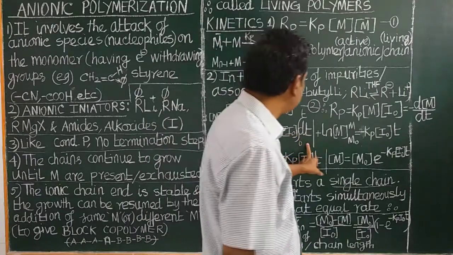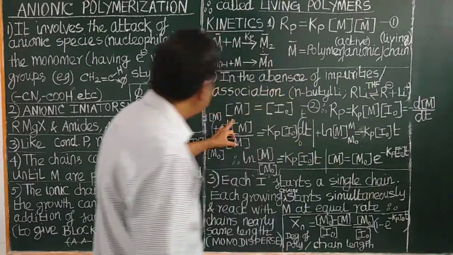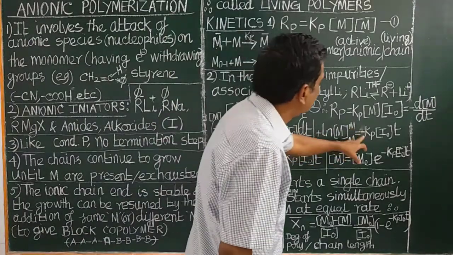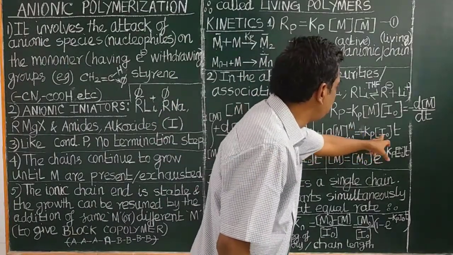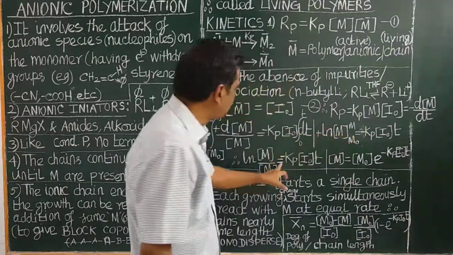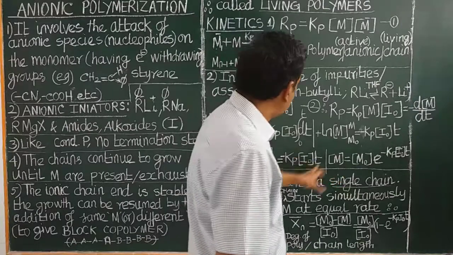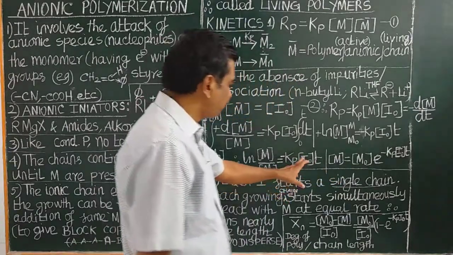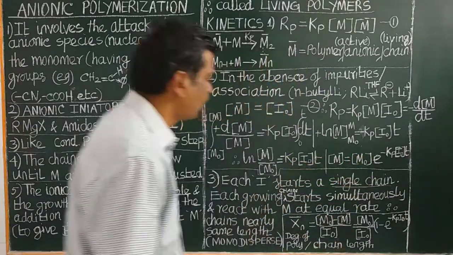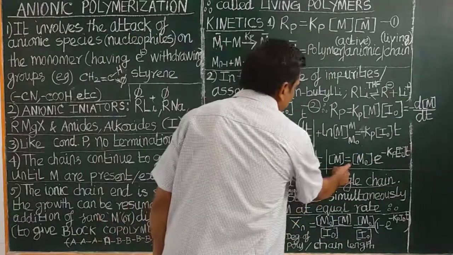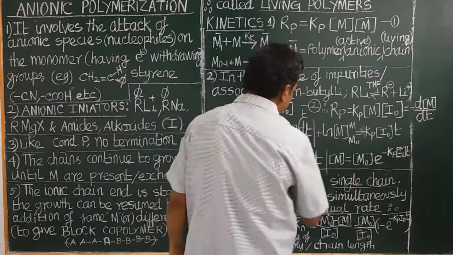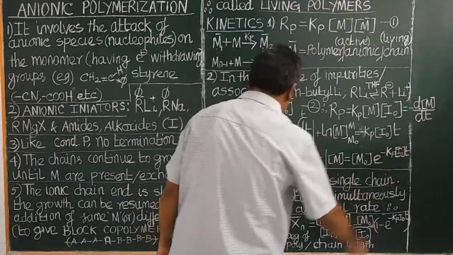On integrating this equation, dx by x is ln x, therefore ln M by M naught equals minus kp I naught t. This is the logarithmic form. This can be converted into the exponential form: M equals M naught e power minus kp I naught t.